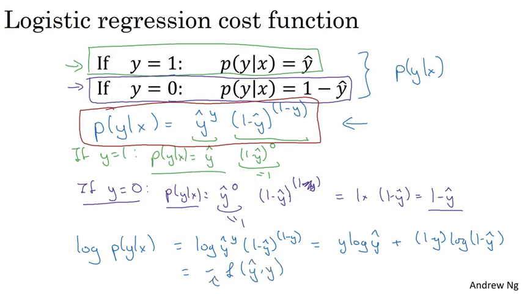And there's a negative sign there because usually if you're training a learning algorithm, you want to make probabilities large, whereas in logistic regression, we're expressing this, we want to minimize the loss function. So minimizing the loss corresponds to maximizing the log of the probability. So this is what the loss function on a single example looks like. How about the cost function, the overall cost function on the entire training set on m examples?